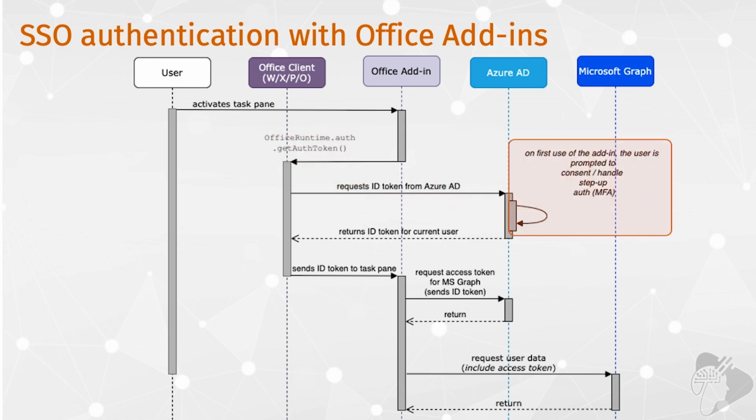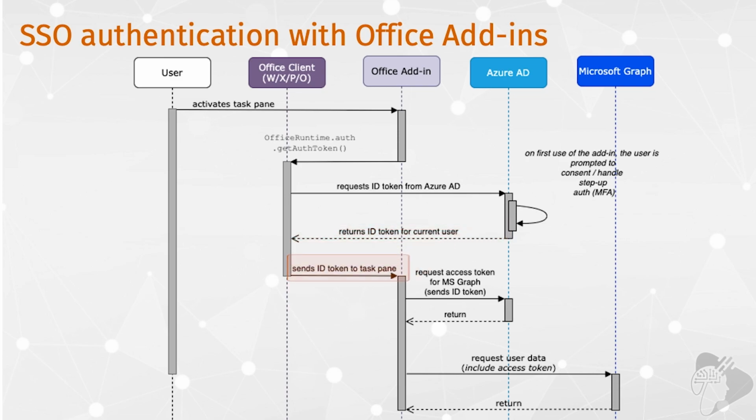Now, if the user isn't already signed in, the Office client application is going to open a pop-up window for the user to sign in. And if this is the first time that the user has used your add-in, they're going to have to be prompted for consent. Furthermore, they may have to go through step-up authentication, such as multi-factor auth, if that's required by your tenant. The Office client application is then going to request the ID token for the current user from the Azure AD endpoint. And Azure AD is going to send that ID token back to the Office client application.